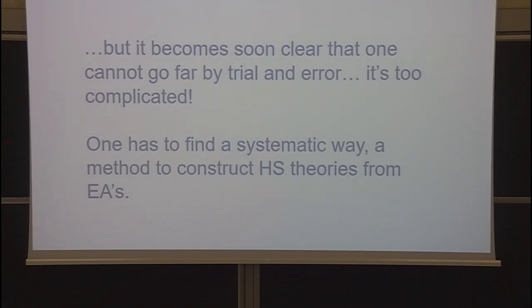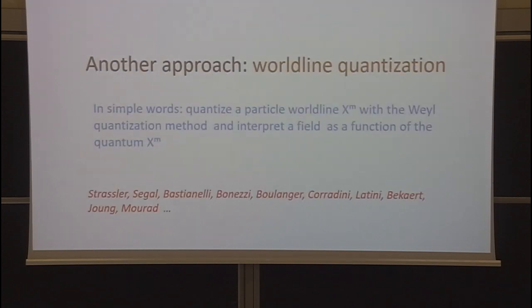But in fact, following the simple method that I mentioned before, that is calculating the Feynman diagram simply of a theory with external field, seems to be very complicated. And one has to find a systematic way to solve it. And this more systematic way, say, because it's not the end of it, is the Worldline Quantization. The Worldline Quantization means that you consider fields, but these fields are a function of x, and x is understood as the coordinate of a particle, of a quantized particle, with the Weyl quantization method.